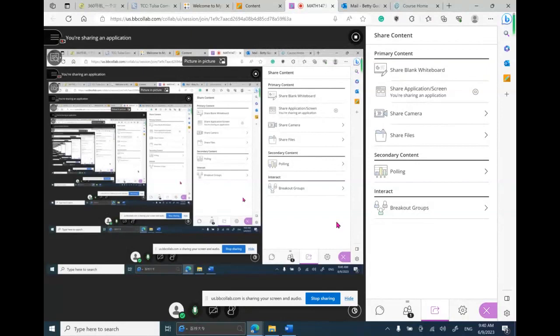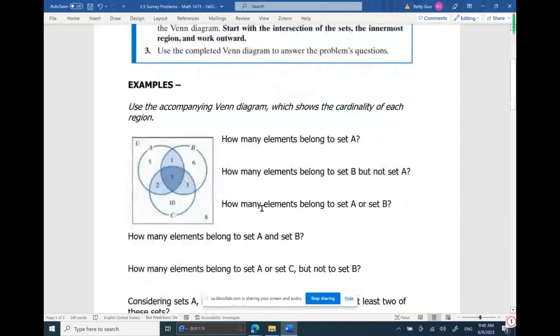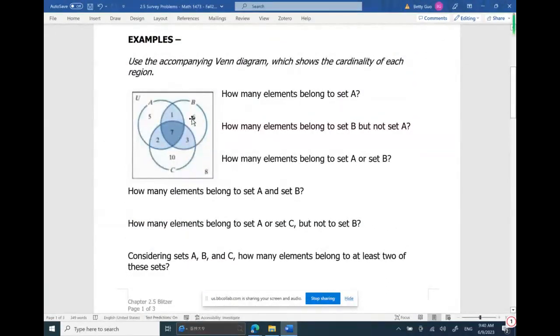Hello class, in this video, we cover the last section of Chapter 2, Survey Problems. In this section, we are going to see how to apply Venn diagrams to visualize survey's results and answer questions about the survey based on the Venn diagram. Let's start from the examples.